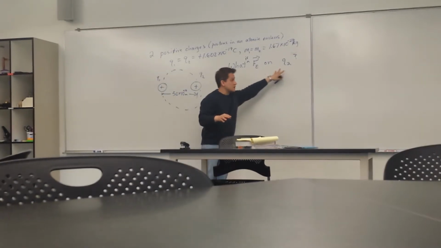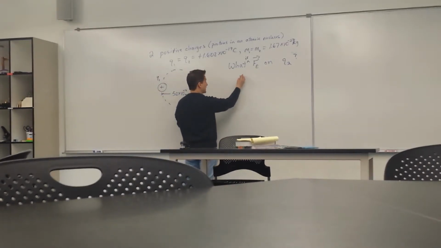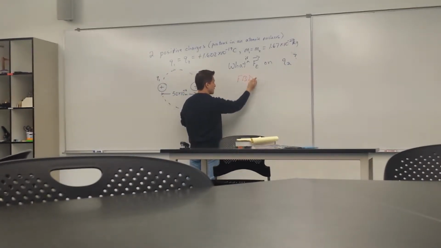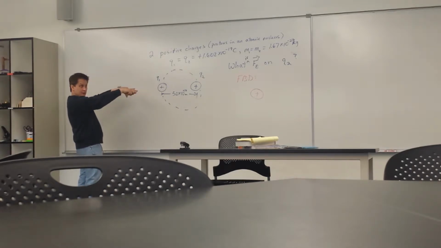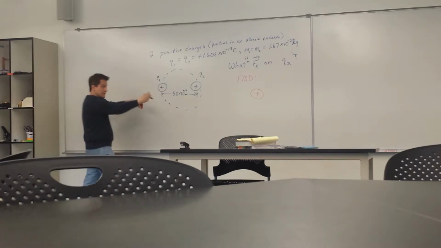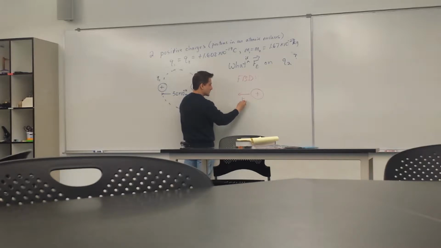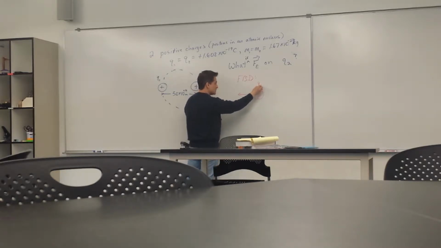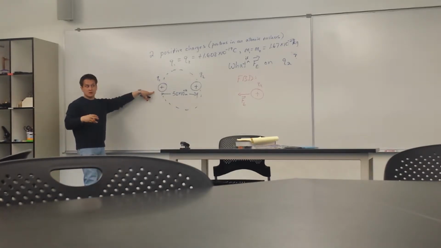We'll start by establishing a quick free body diagram for Q2. And, okay, it looks something like that. If for no other reason, we can infer, because they both have like charges, that the electric force exerted on Q2 is going to be directed toward Q1.